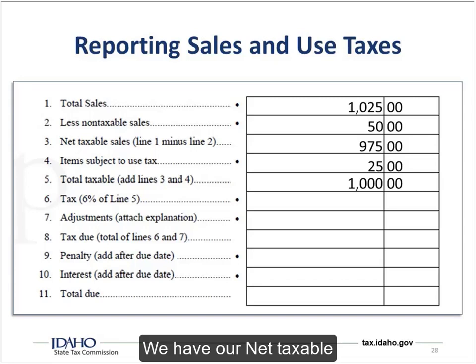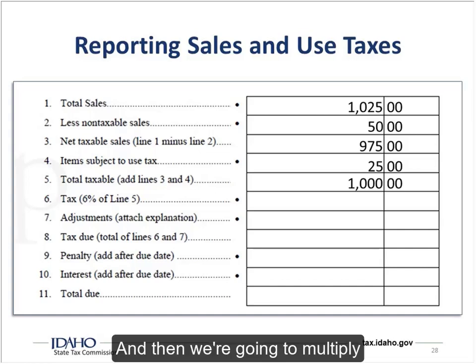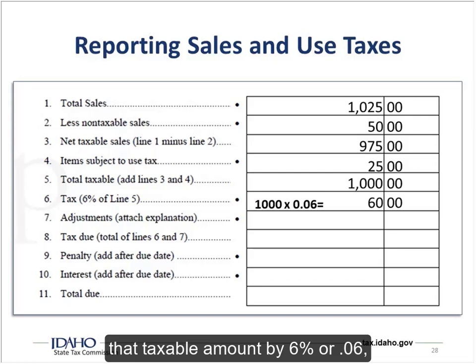So we had our net taxable sales of $975 plus the items that were subject to use tax, which gives us our total taxable of $1,000. And then we're going to multiply that taxable amount by 6% or 0.06, which gives us $60 in taxes.